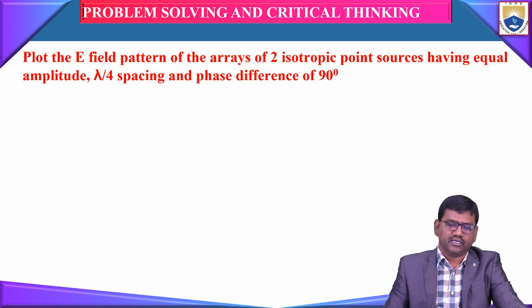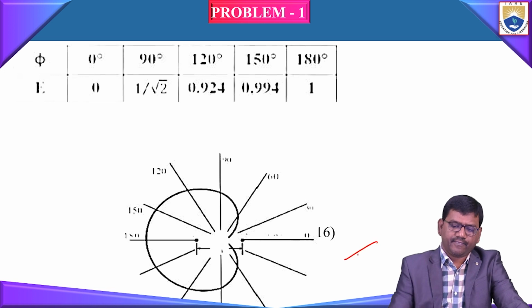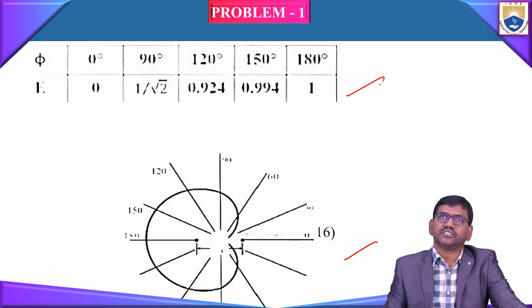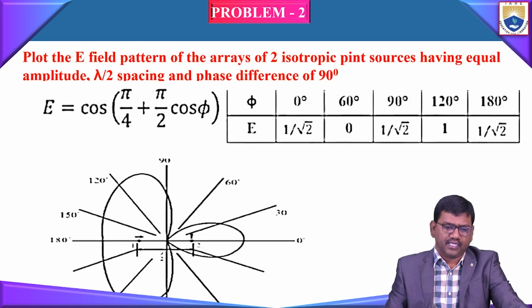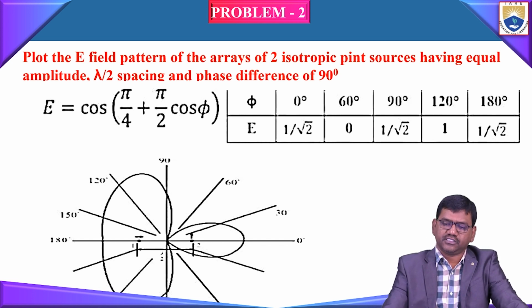So similarly, this is the radiation pattern we are having. Based upon the values here, for 0 it is 0, for 90 it is 1 by root 2, for 120 it is 0.94, for 150 it is 0.994, and for 180 degrees it is 1. Similarly you can also try this problem: plot the E field pattern of an array of two isotropic point sources having equal amplitude, lambda by 2 spacing and phase difference of 90 degrees.